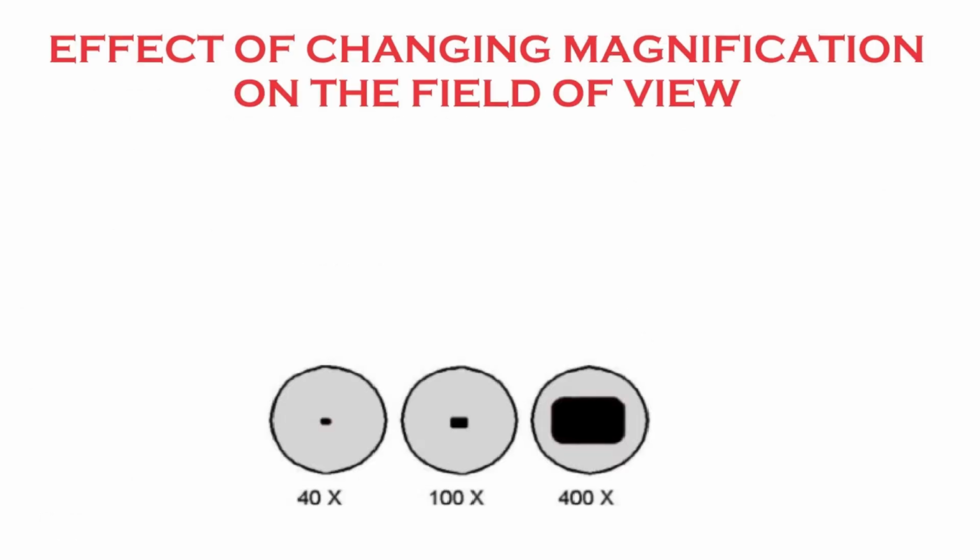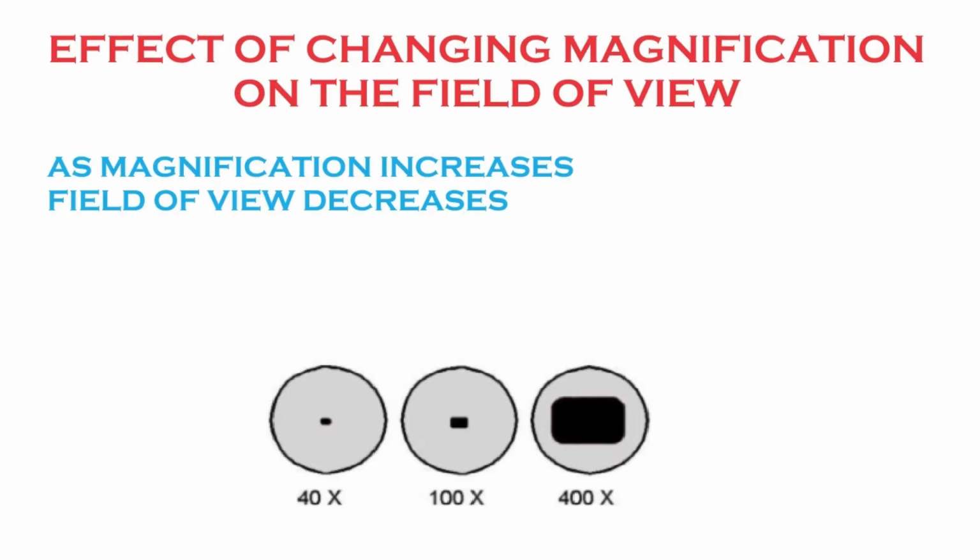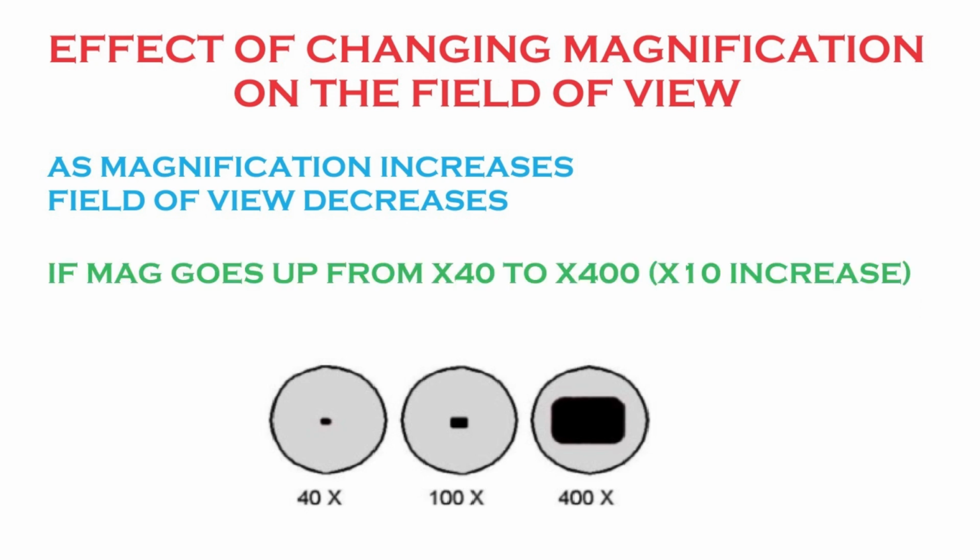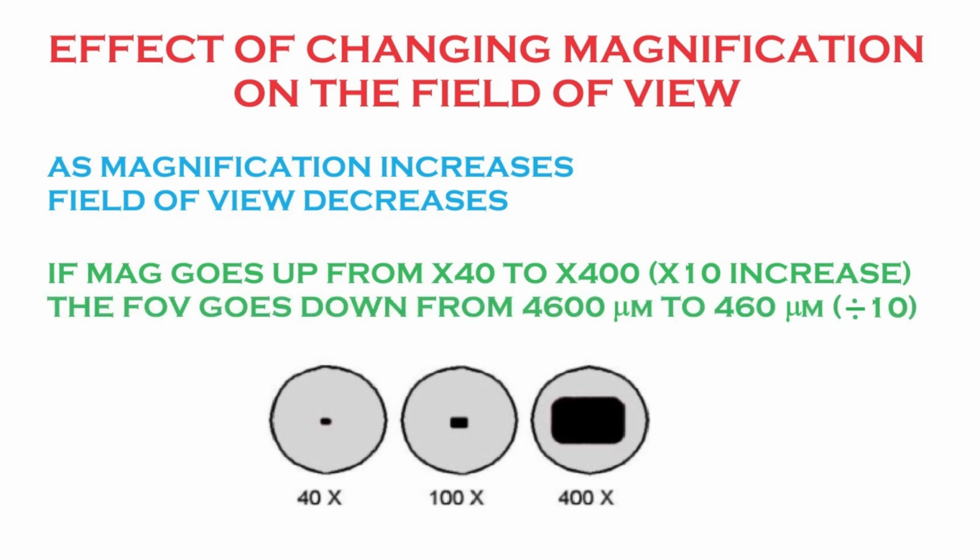Okay, so the effect of magnification on the field of view. As magnification increases, the field of view decreases. So if the magnification goes up from times 40 to times 400, which is an increase of times 10, then the field of view must go down from 4,600 to 460 because it's been divided by 10. When we increase the magnification, the object we're looking at doesn't increase in size, we just see it larger.